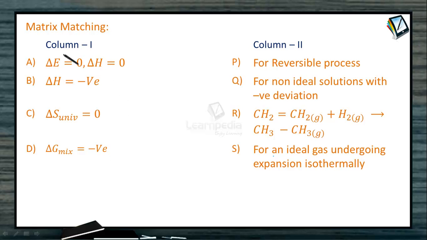In column 1, some physical quantities are given and we need to match them with various characteristics given in column 2. Let's start with the first one. Here delta E is given as 0 and delta H is also given as 0.